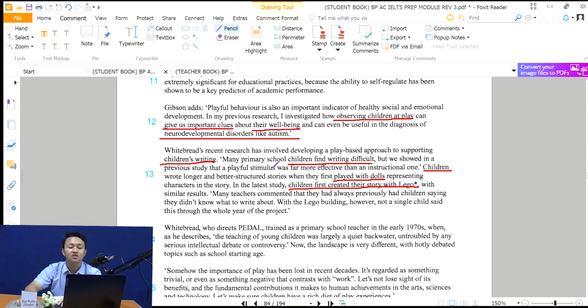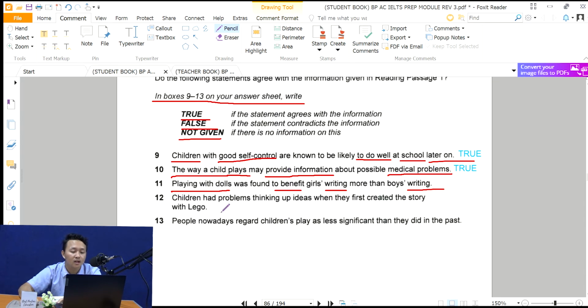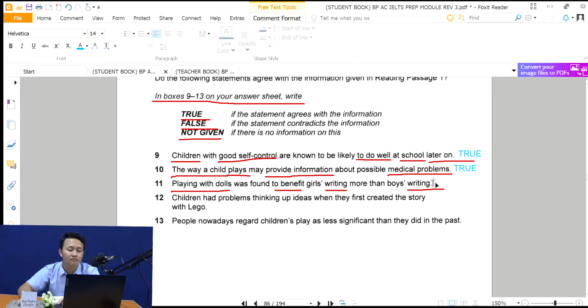Because the statement says the girls' writing will be better because they play with dolls rather than the boys' handwriting. So the answer to number 11 is not given. Why? Because in the text there's no mention of girls' writing and boys' writing, only children's handwriting. Okay, which means that the information is not there, so the answer is not given.